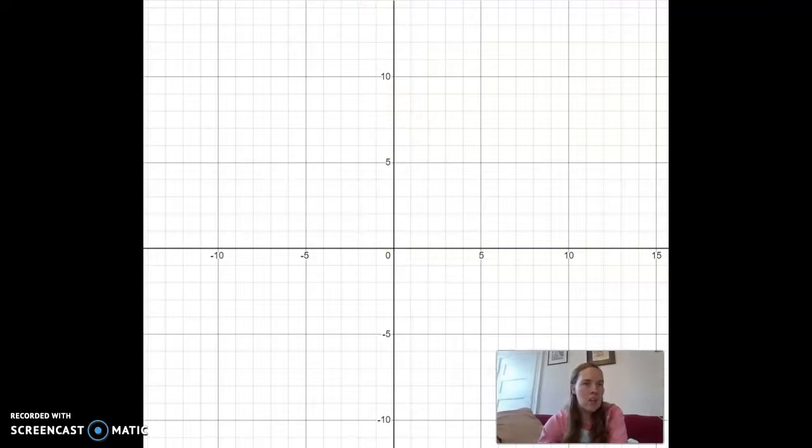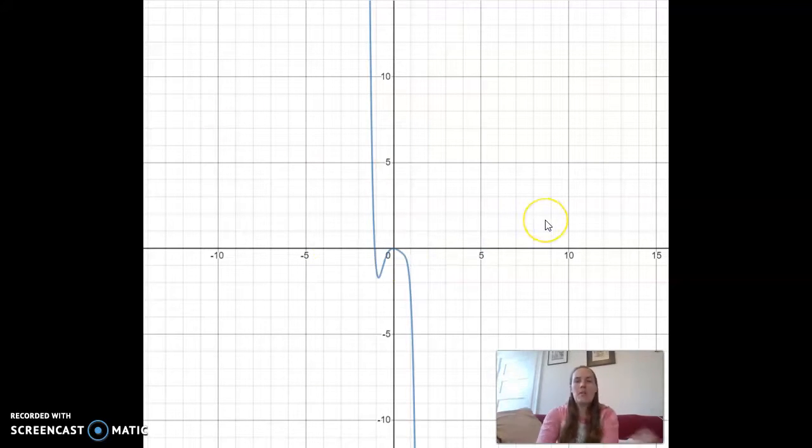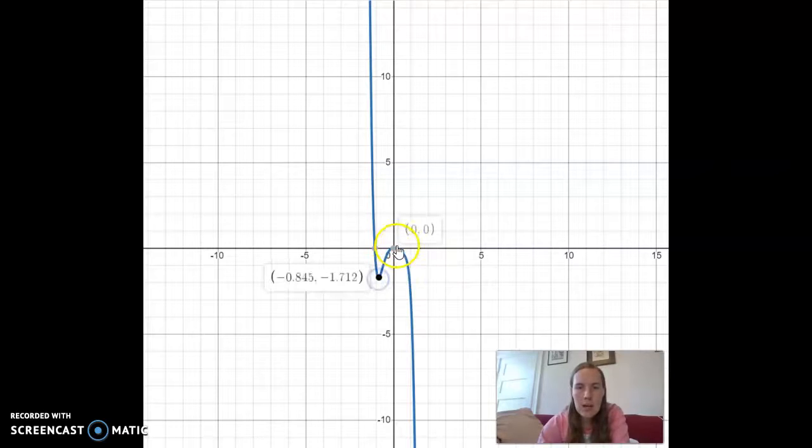All right, let's try another one. So this one. So how many extrema do we see? There's 2. So there's one here and one up here. So what type of extrema is this? It's a relative minimum, because see all this blue here? It keeps going down. What about this one right here? It's a relative maximum, because the graph keeps going up here.